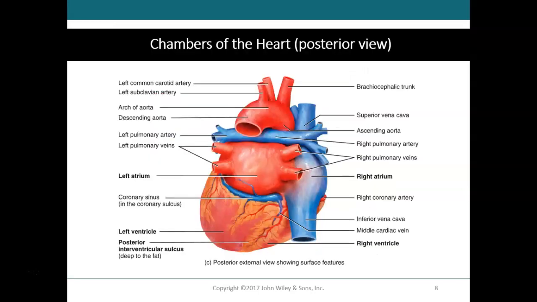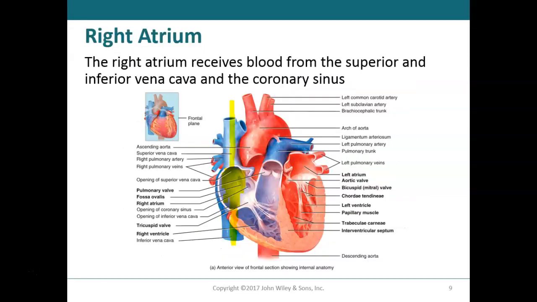And if I pop right back to this slide, here's the third vein. This is the coronary sinus. It's going to bring deoxygenated blood back to the right atrium from the heart walls itself. So the heart has to have a blood supply as well, and we'll talk about that as we continue to go through this.